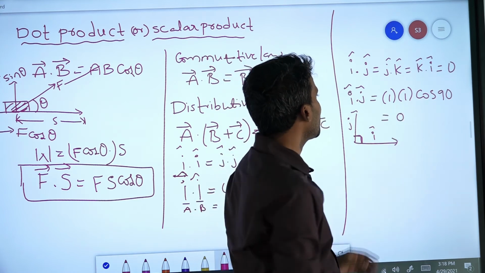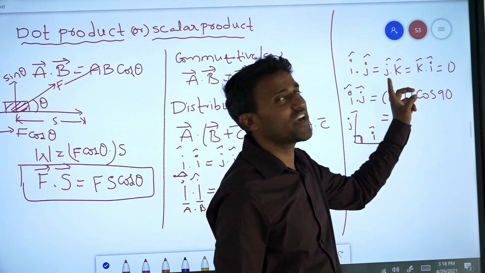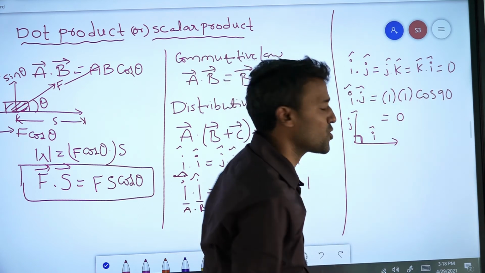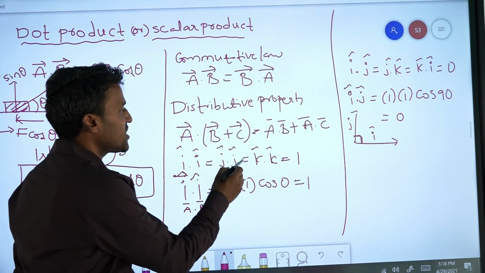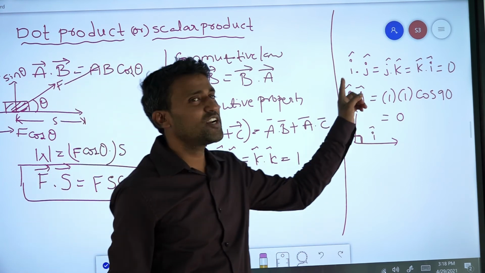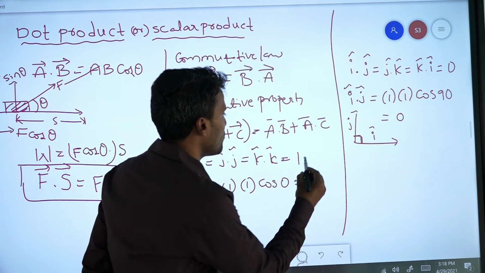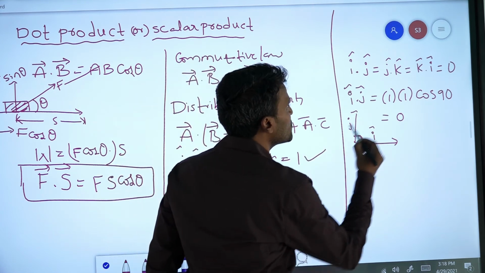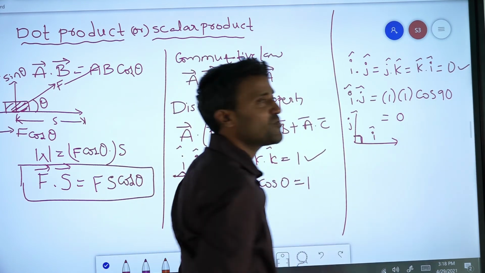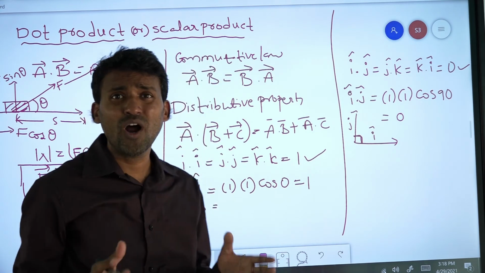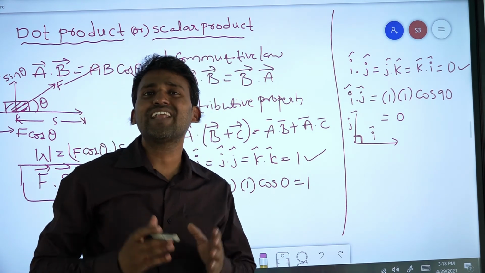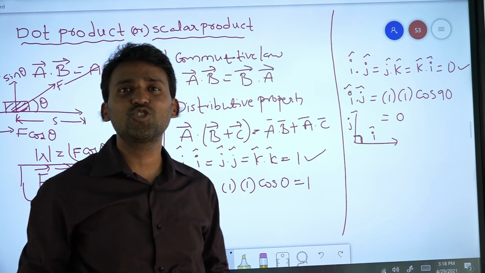At that moment you can write i dot j, j dot k, k dot i is equal to 0. i dot i, j dot j, k dot k is equal to 1. These two we mostly use in the dot product, isn't it? Every time we are using these two. If you want to calculate the cosine of the angle, what is the angle between the two vectors?